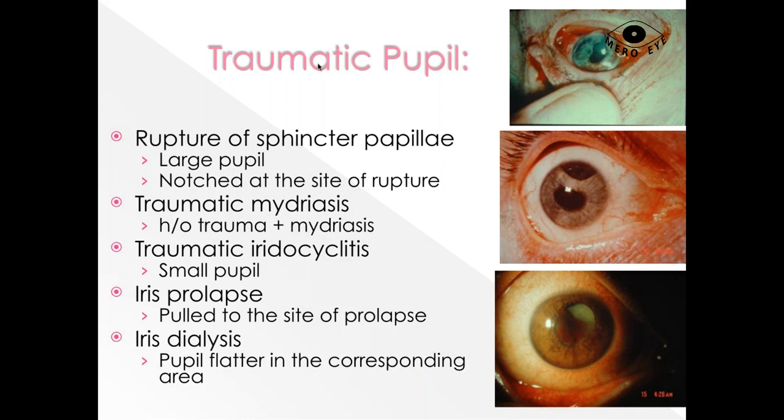When there is an open globe injury, that is, the sclera or the cornea is prolapsed, then the iris tends to come out from that area. So the pupil will be irregular and peaked in that area. And in cases of closed globe injury, where there is no discontinuity of the walls of the eyeball, but there is disinsertion of the iris from the iris root, it can lead to the formation of a D-shaped pupil in iridodialysis.